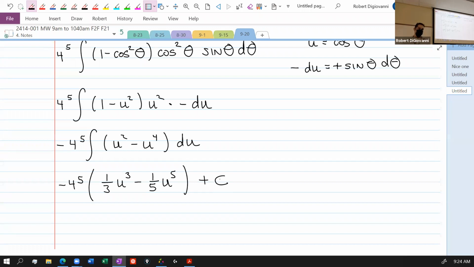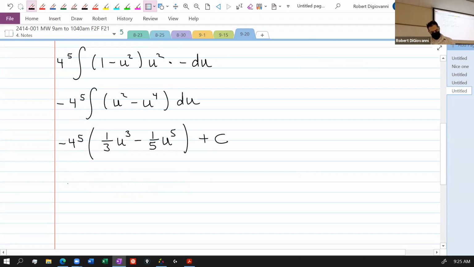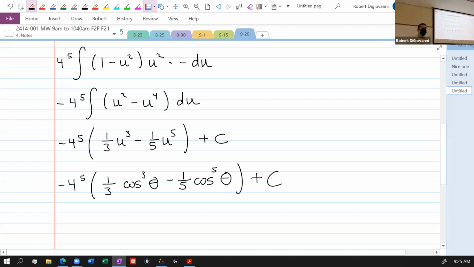Okay, now we have a little bit of a problem. The original problem had x in it, and where are we? Our answer has u, right? So we've got to get from u back to x now. Let's replace u with what u was. u was cosine theta. So negative 4 to the 5th times 1/3 cosine cubed theta minus 1/5 cosine to the 5th theta plus c. Y'all doing all right? We're only 25 minutes into class here on the first problem.